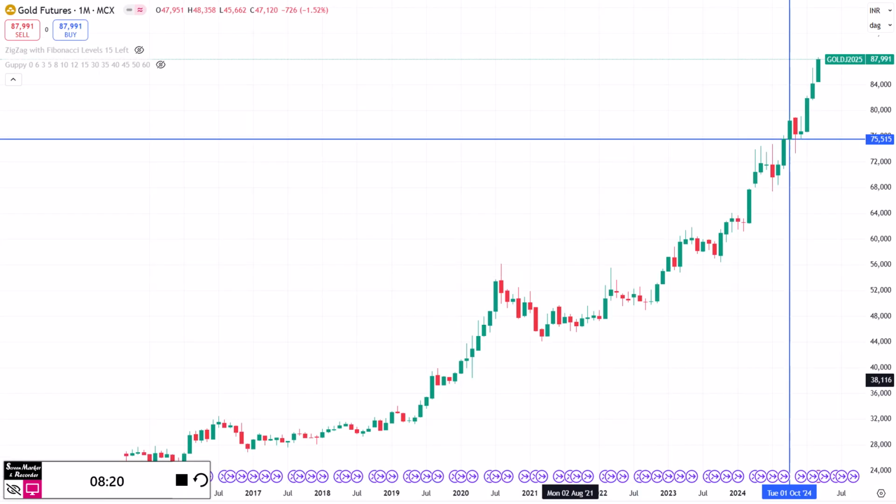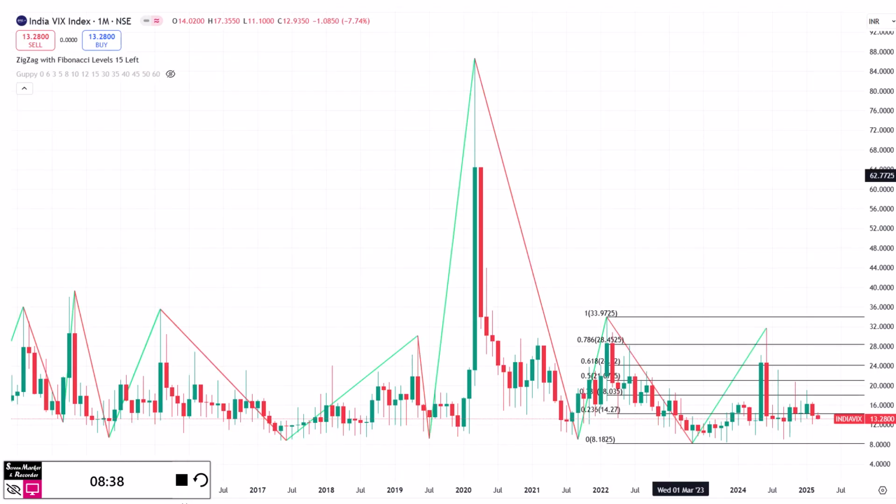Now, what about gold? Same with gold. Gold was in the vicinity of 75k in the month of October. After this pump, we have an inverse relation between Nifty and gold. Gold is making all-time highs of 87,900. So that's the equation between Nifty and gold.